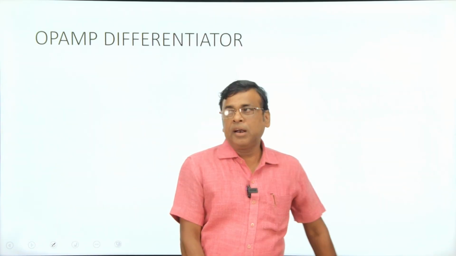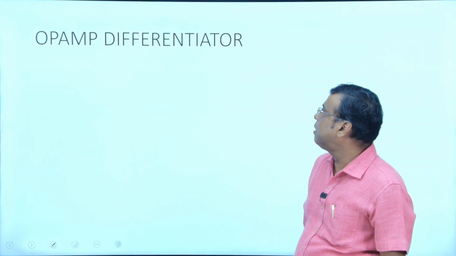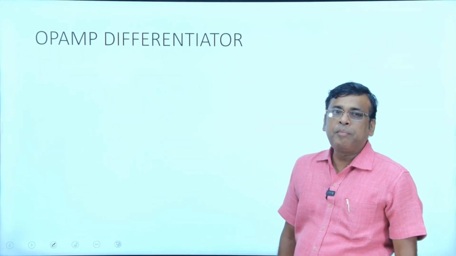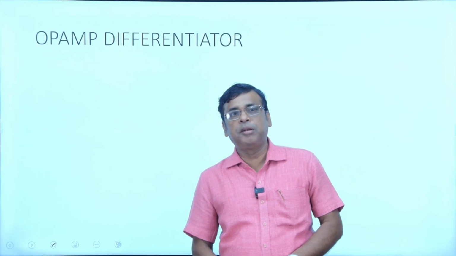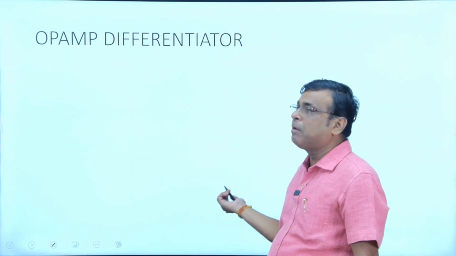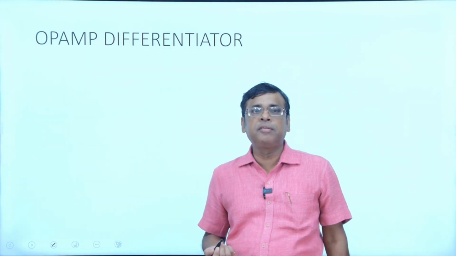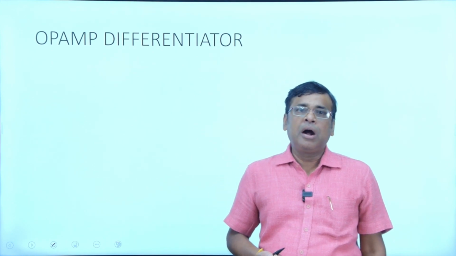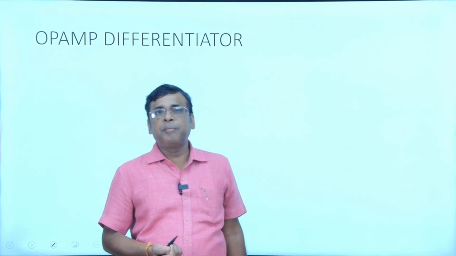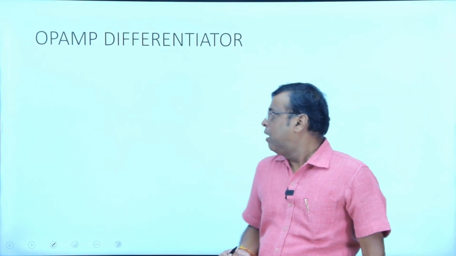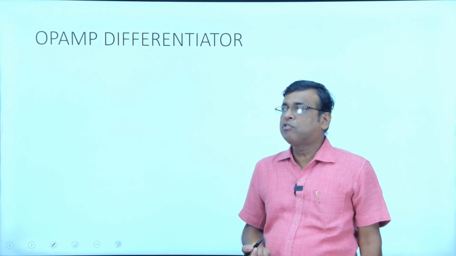Another one is the op-amp differentiator. Op-amp inverter means the output voltage is the inverse of the input voltage. Op-amp differential amplifier means the output voltage is the difference of the input voltages. If the input voltages are V1 and V2, the output is some gain into V1 minus V2 or V2 minus V1. Op-amp summer or adder means the output voltage is the negative of the sum of the input voltages.